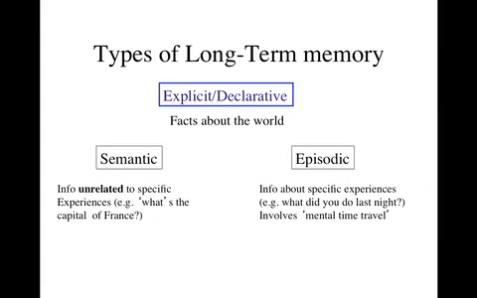So explicit and declarative memory are facts about the world that people can actually report. And there are two kinds. There's episodic memory, which involves this mental time travel. You can relive things in the order in which they took place. That's a very important characteristic of episodic memory, whereas semantic memory has none of that autobiographical kind of experience. It's simply a fact that you know. You may not even remember where you learned it.